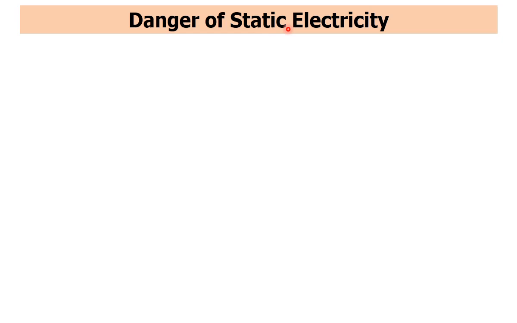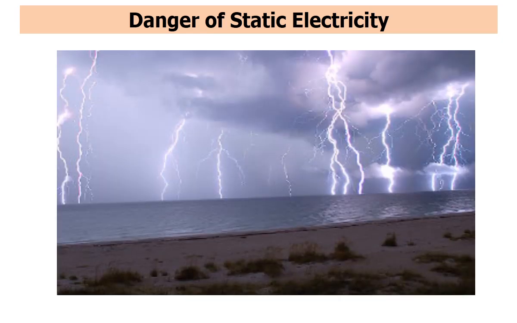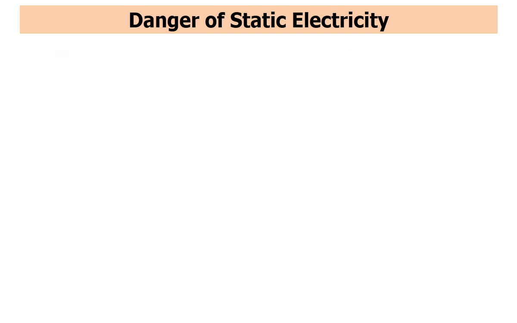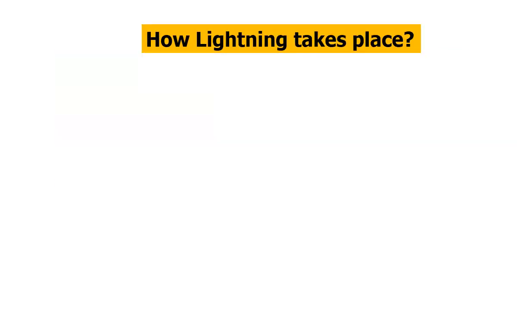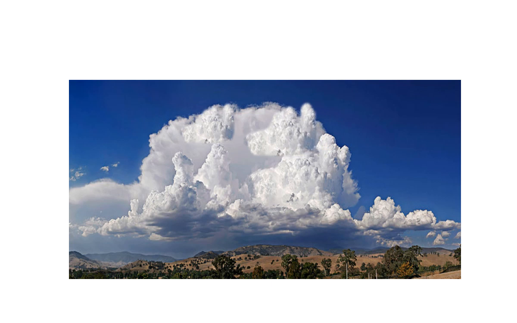Now the danger of static electricity. Lightning is one of the dangers of static electricity. Let us talk about how lightning takes place. We know that there is water vapor in the atmosphere.